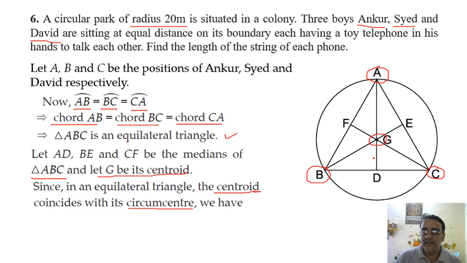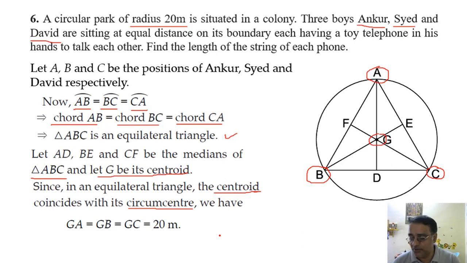Okay, and an important property of the centroid is that it divides the median in the ratio 2:1. So that means AG upon GD is 2:1. But before that, let us see what the values of GA, GB, GC are. 20 meters, sir. Right, it is the radius. So GA is equal to GB is equal to GC is equal to 20 meters.